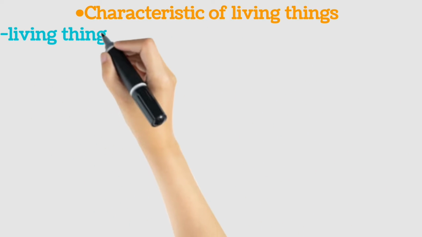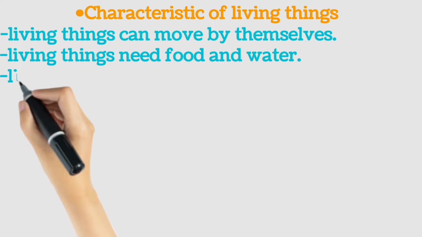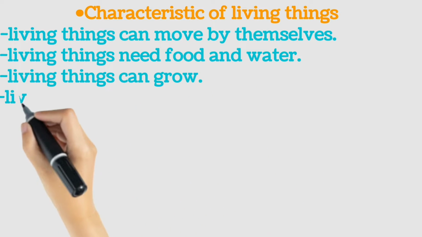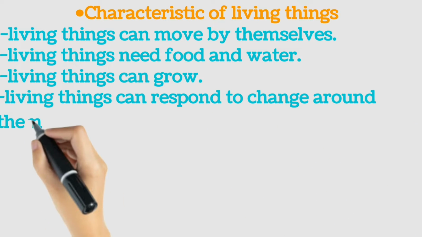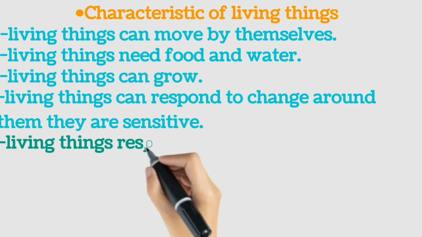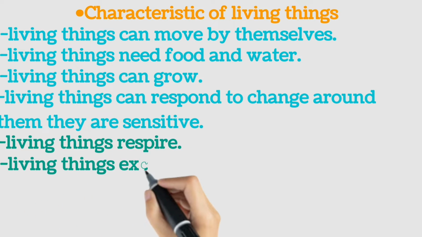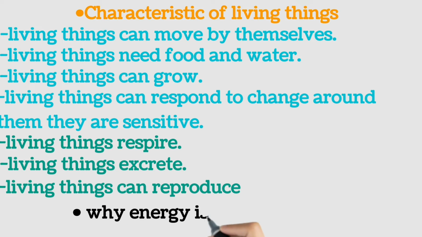Characteristics of living things. Living things can move by themselves. Living things need food and water. Living things can grow. Living things can respond to changes around them. They are sensitive. Living things respire. Living things excrete. Living things can reproduce.